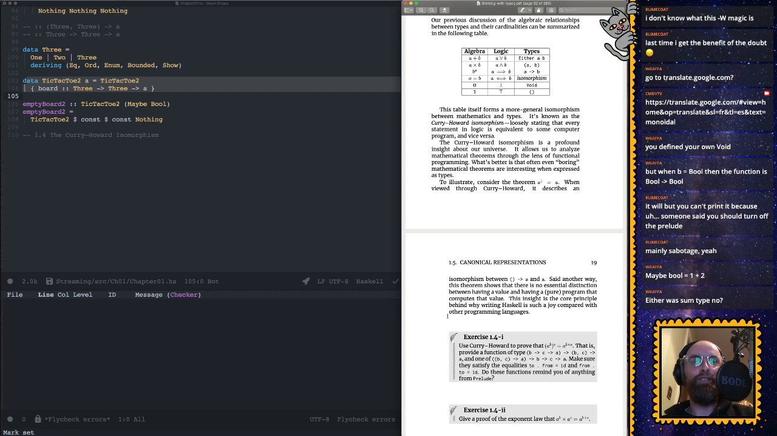There's some more stuff here. Okay, we're going to keep going. This table itself forms a more general isomorphism. Insight about our universe: it allows us to analyze mathematical theorems through the lens of functional programming. This is the bit that's like cool, because I guess in reality, this is fun to learn. A bit later, you see some more stuff that would be more useful in production, for sure.